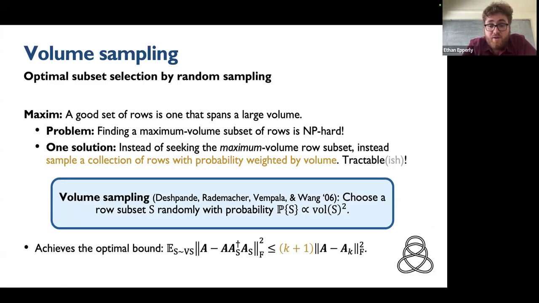And Deshpande, Rademacher, Vempala, and Wang proved their existence theorem by the probabilistic method. So they proved that if I draw S from the volume sampling distribution, then the error of this row-based low-rank approximation is going to be less than or equal to k plus 1 times the error of the best rank k approximation. In particular, if the expectation is less than k plus 1 times the best rank k approximation error, there must exist a subset S achieving this guarantee. So we've now at least shown the idea behind the proof of this existence result for good subsets of rows.